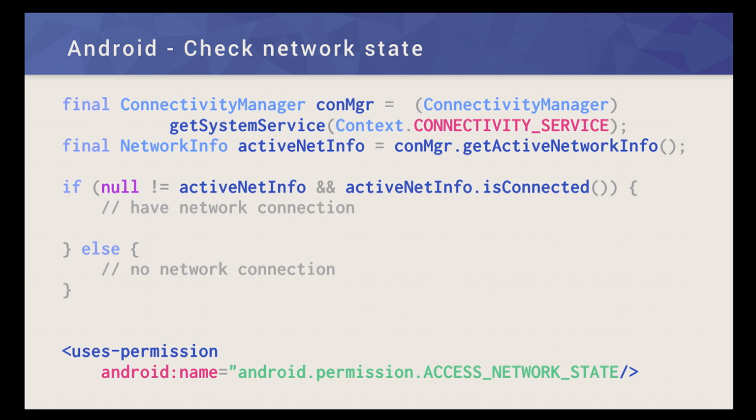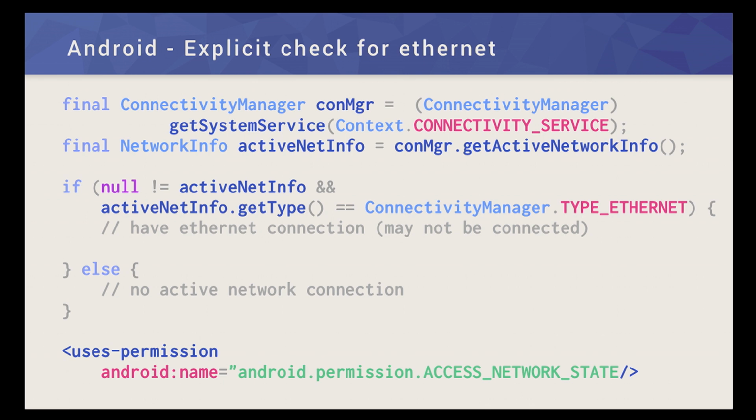Remember to always add the user's permission, Android permission, access network state when doing this, or this won't work. You need to put that bottom part in your manifest. So what if you need to check for Ethernet? That's actually not that much more code at all. You can just, again, get the active network info and check it against type Ethernet in the connectivity manager constant.